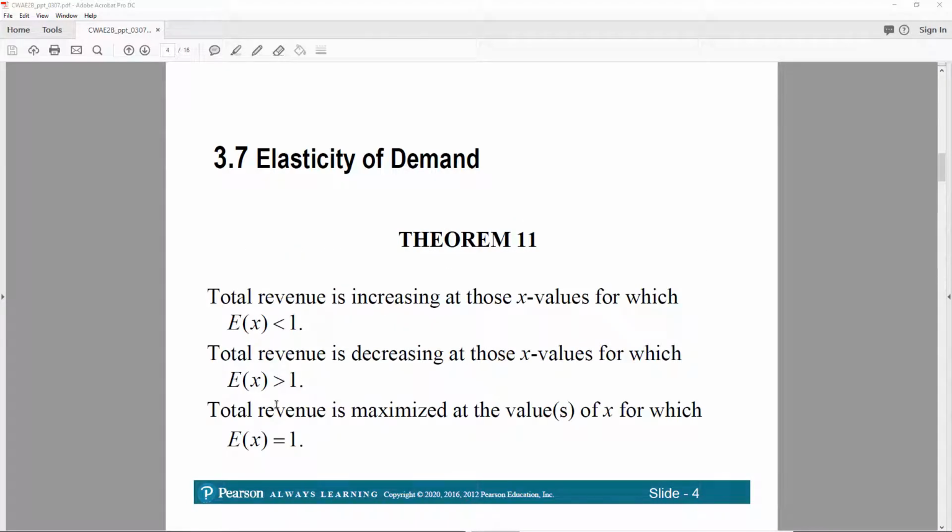The total revenue is increasing for those values for which E of x is less than 1, is decreasing for those values for which E of x is greater than 1. It's maximized when it's equal to 1. This deals basically with how much you can increase the price of a product before people stop buying it. That kind of thing.